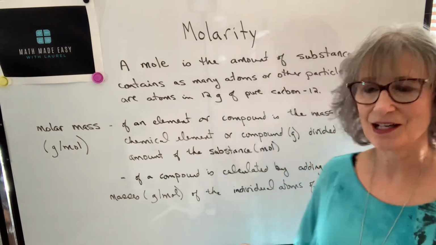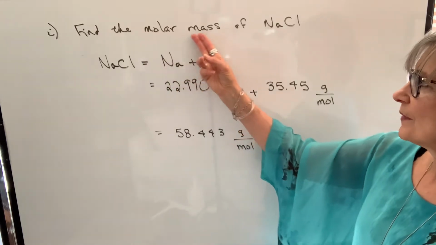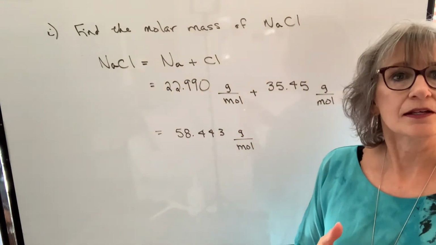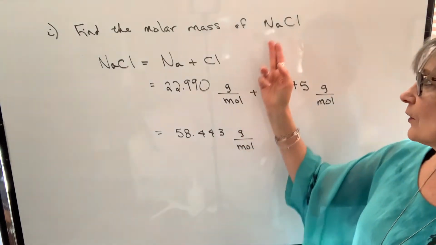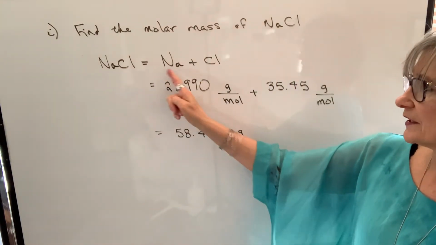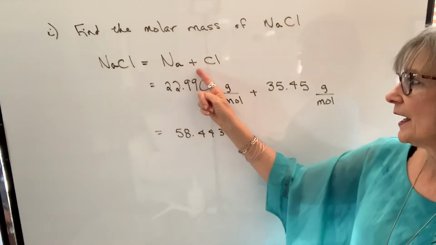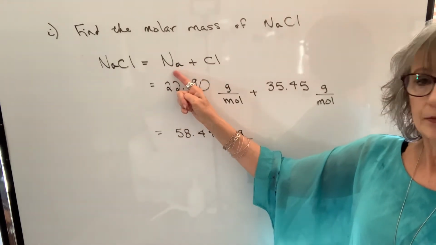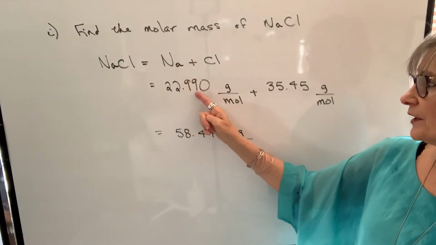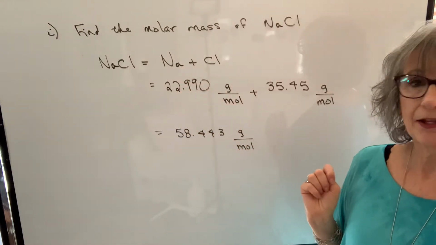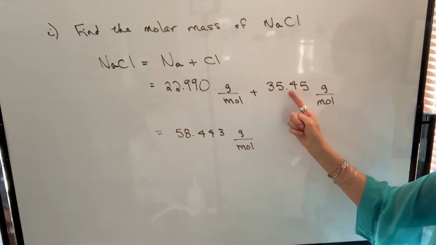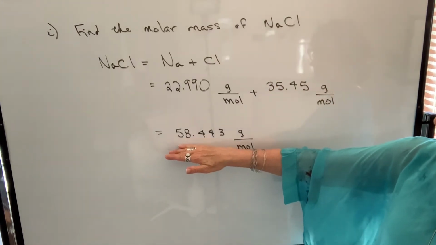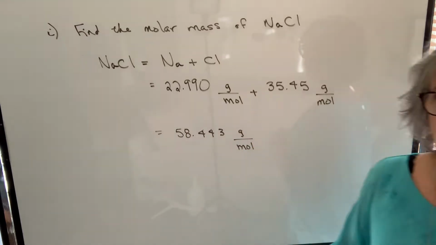Let's take a look at an example. If we're asked to find the molar mass of sodium chloride, we're going to find the molar mass of each atom in that compound. So sodium chloride is one atom of sodium and one of chlorine. So we look up on our periodic table, sodium is 22.990 grams per mole, and the molar mass of chlorine is 35.45 grams per mole. So in total, it's 58.443 grams per mole.